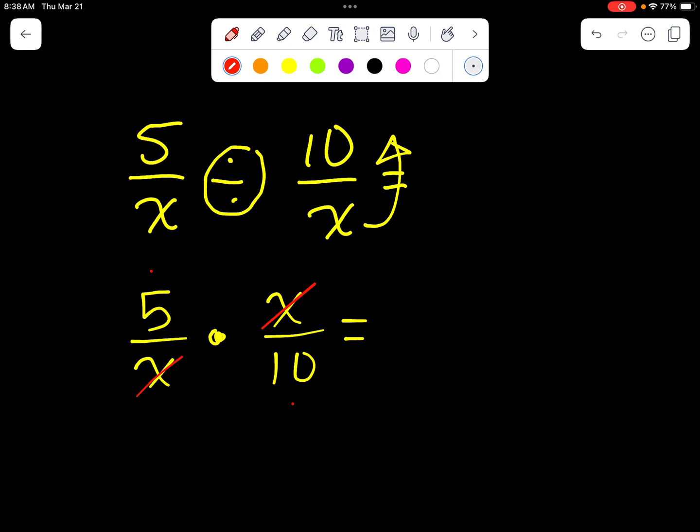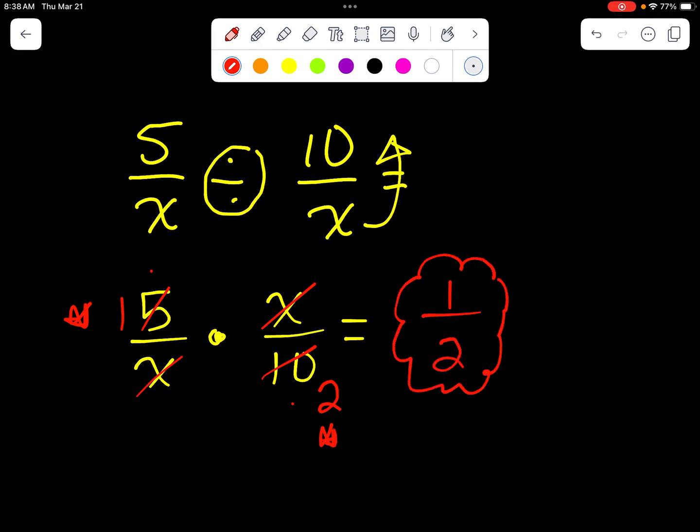So what's the biggest number that goes into 5 and 10? That would be 5. So 5 divided by 5 is 1. 10 divided by 5 is 2. The only number I have on top is a 1. The only number I have on bottom is a 2. So my answer is 1/2.